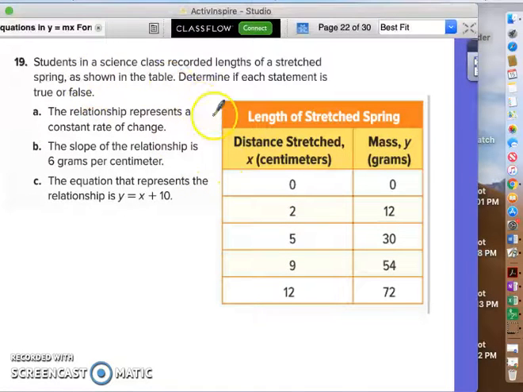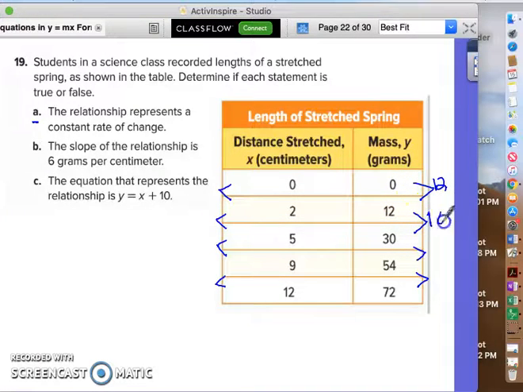Students in a science class recorded lengths of a stretched string as shown in the table. Determine if each statement is true or false. So first we're gonna determine if the relationship represented over here has a constant rate of change. So if we were to find the constant rate of change, we need to find the change between all of these. So 0 to 12, I'm changing by 12.